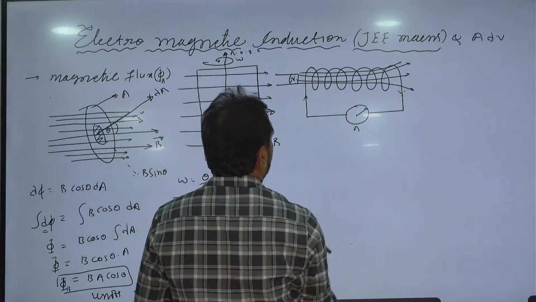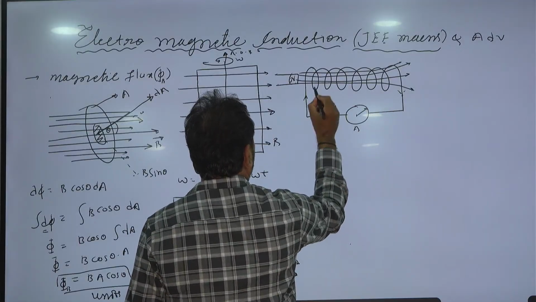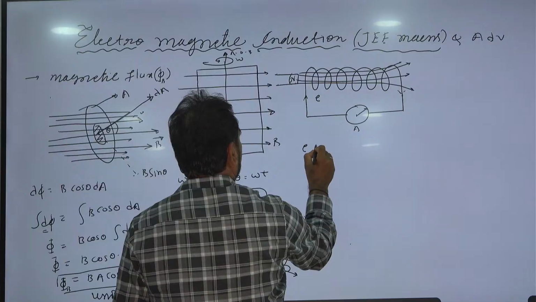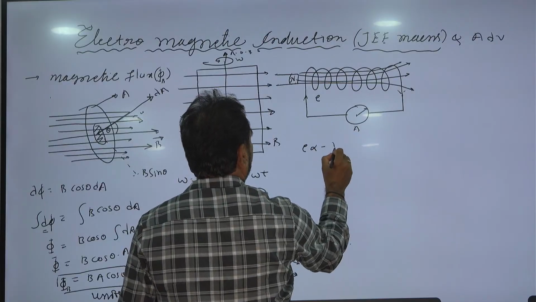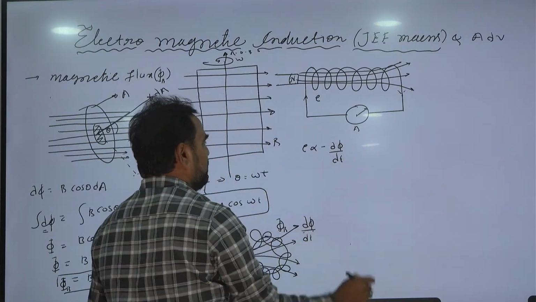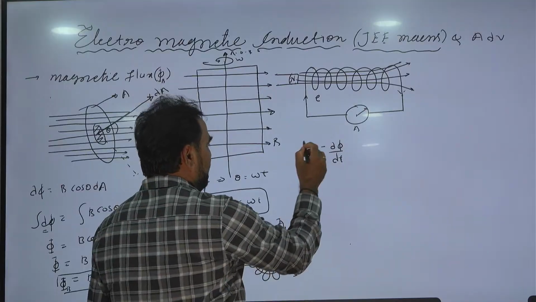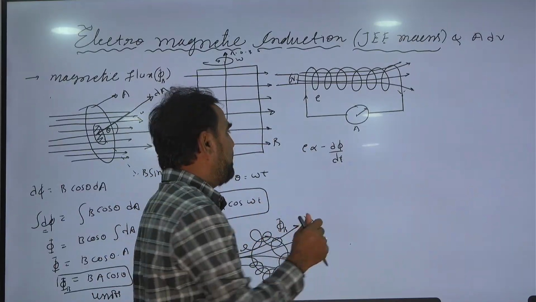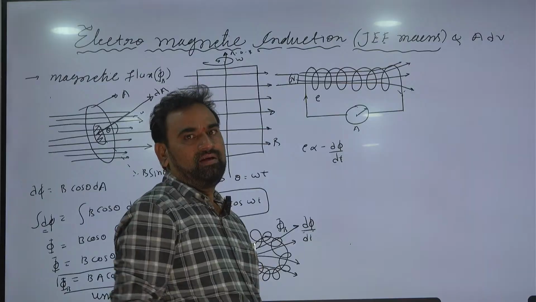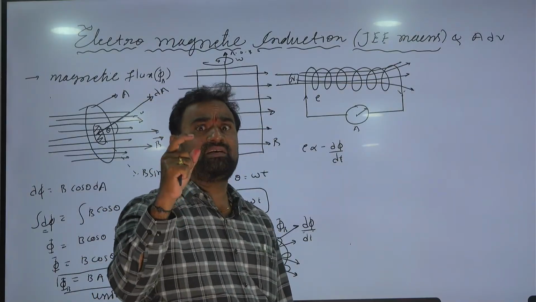So the induced EMF developed across the coil, say E, is directly proportional to minus d phi by dt, where the minus sign represents the direction of opposition of the field.